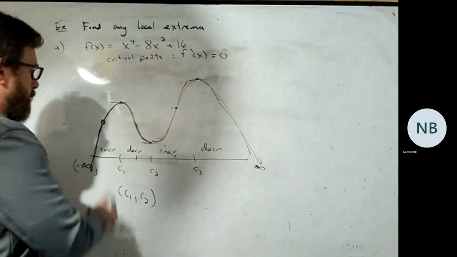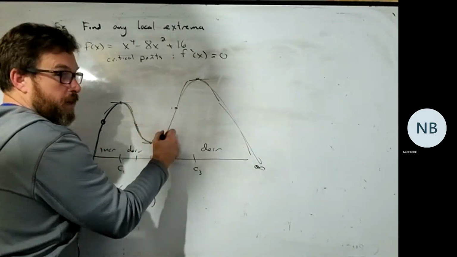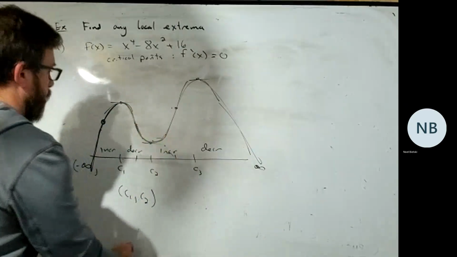Once we see this, increasing and then decreasing means it's got to be a max. Decreasing and then increasing, it's got to be a min, and so on. So that's what we're going to do with this function.